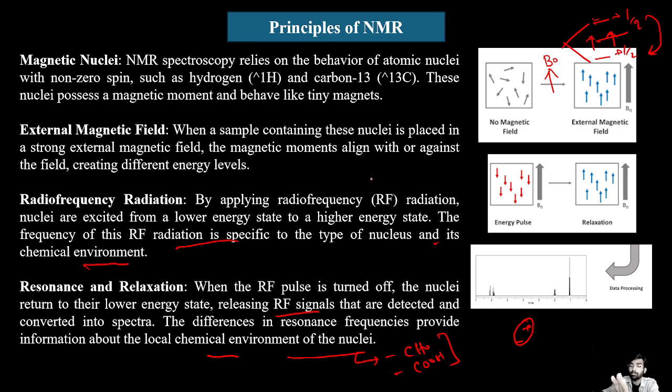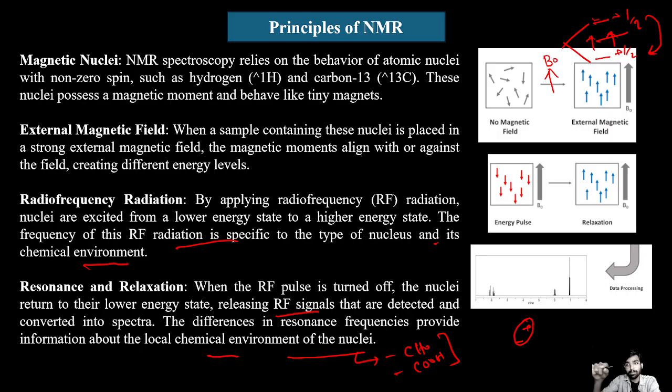So the basic principle of NMR is that the nucleus is a tiny magnet. They are quite random, but whenever you give an external magnetic field, they will align in a particular way. Then you apply the RF pulse. When you apply the RF pulse, there will be a transition from lower spin to higher spin. And as soon as you turn off the RF pulse, they will come back to the lower state.